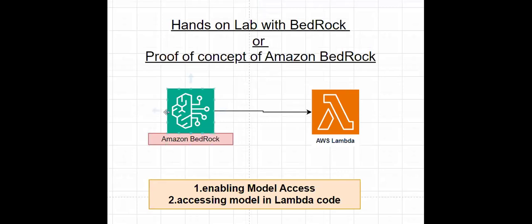So this is the way you can enable access to a particular ML model in your Bedrock, and this is the way you can access that model by using the model ID in a Lambda function, and perform some compute as well in the Lambda function. I hope you understood this video and this hands-on of accessing your ML model from Bedrock through a Lambda function.